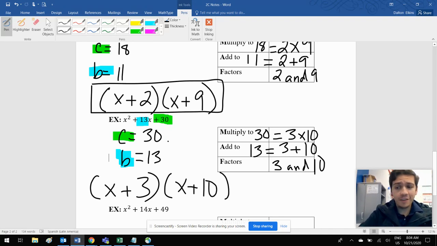Some of you are probably going to ask, does the order matter, right? Should I write x plus 10 first or x plus 3 first? The order does not matter. So if you want to write 10 first, you totally can. The order does not matter.